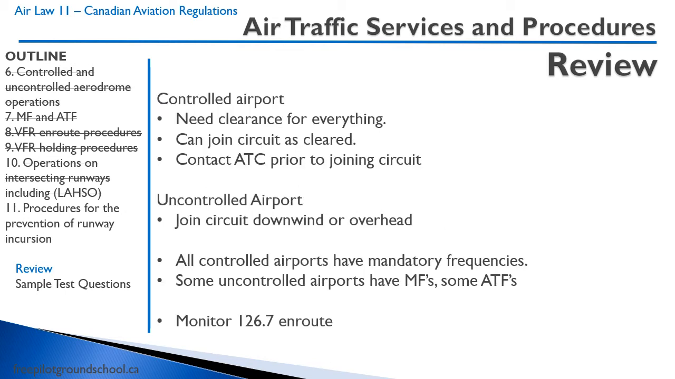At a controlled airport, you need a clearance for everything, but you can join the circuit as cleared. You must contact ATC prior to joining a circuit. At an uncontrolled airport, you join the circuit overhead or downwind. All controlled airports have mandatory frequencies. Some uncontrolled airports have mandatory frequencies, but most have air-to-air traffic frequencies. When you're en route, you want to monitor 126.7 or the emergency frequency 121.5.